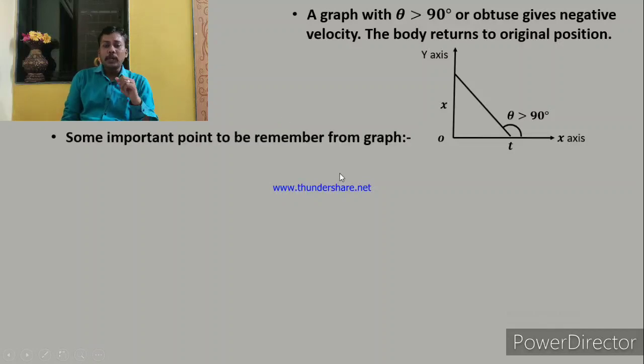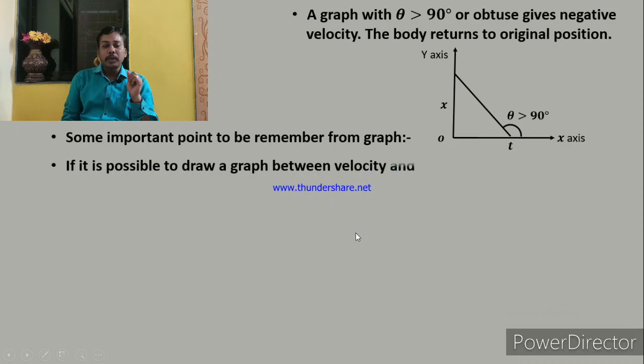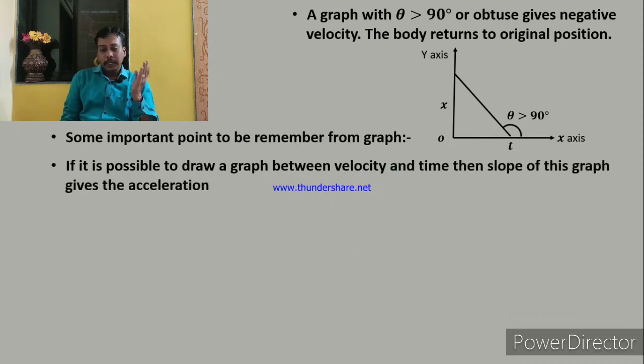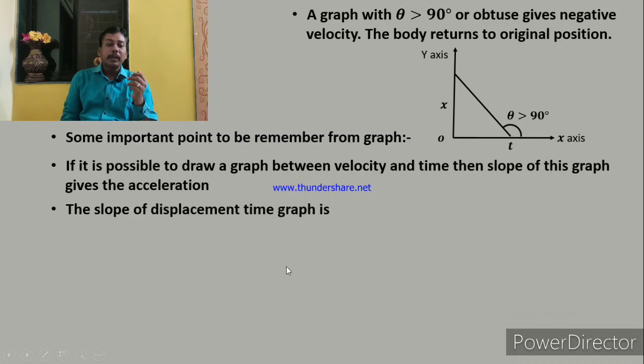Now, some important points to be remembered from these 5 conditions of the graph. First point: if it is possible to draw a graph between velocity and time, then the slope of this graph gives acceleration. Similarly, if we plot the graph of displacement and time, then the slope is velocity. For the graph of velocity and time, the slope is acceleration. The slope of the displacement time graph is velocity.